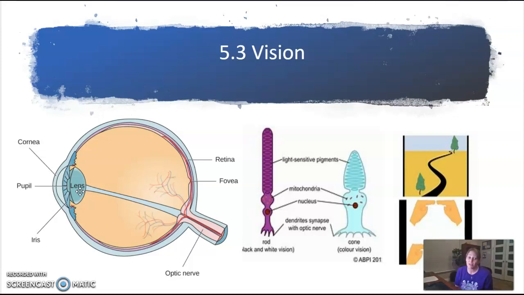The fovea, that's how I'm going to pronounce that, is back here. It's the small indentation in the back of the eye. The retina, it's over here, is the light sensitive lining of the eye, and the optic nerve, it's this piece back here, carries visual information from the retina to the brain.